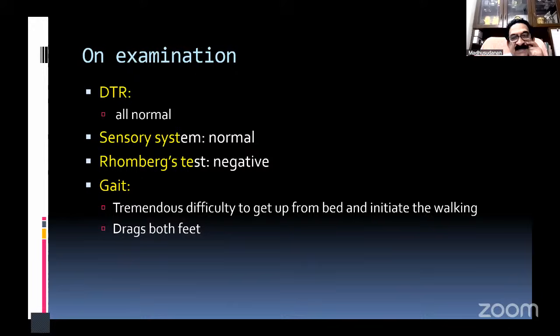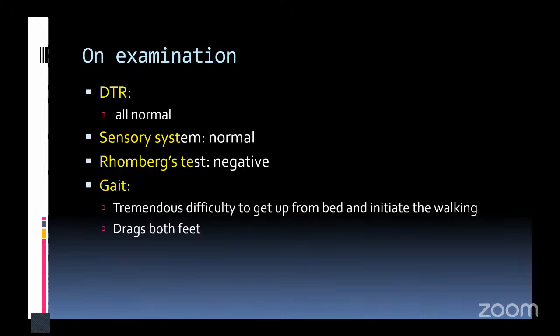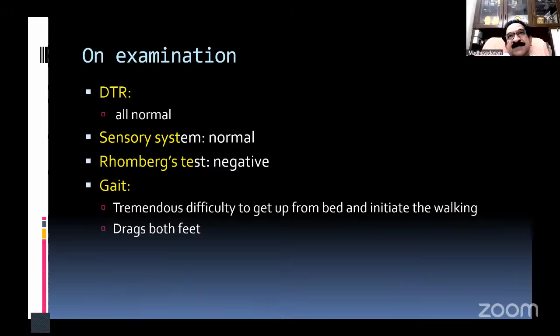So, where is your localization in this patient? Any fasciculations? No fasciculations. Good question. No fasciculations.